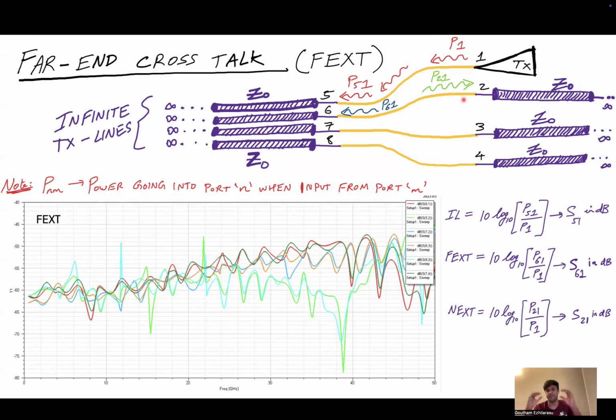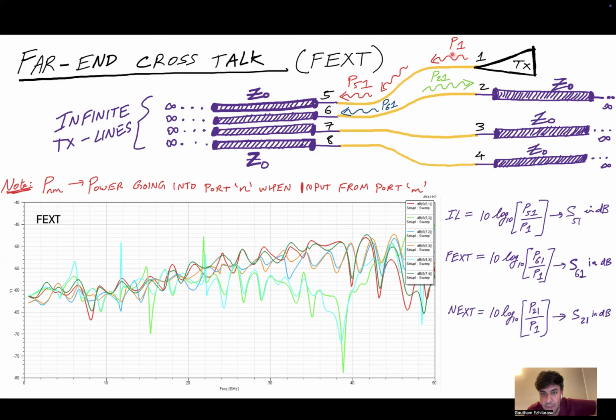This is the schematic of what I'm doing here. I have these 4 fan-in links that I've designed, and through port 1, I've connected the transmitter that is sending the signal. Ports 5, 6, 7, 8, 2, 3, and 4 are assumed to be perfectly matched. The simulation assumes that each of these ports is connected to an infinite transmission line of characteristic impedance Z naught, so that these lines are completely matched to 50 ohms, and there cannot be any reflections.